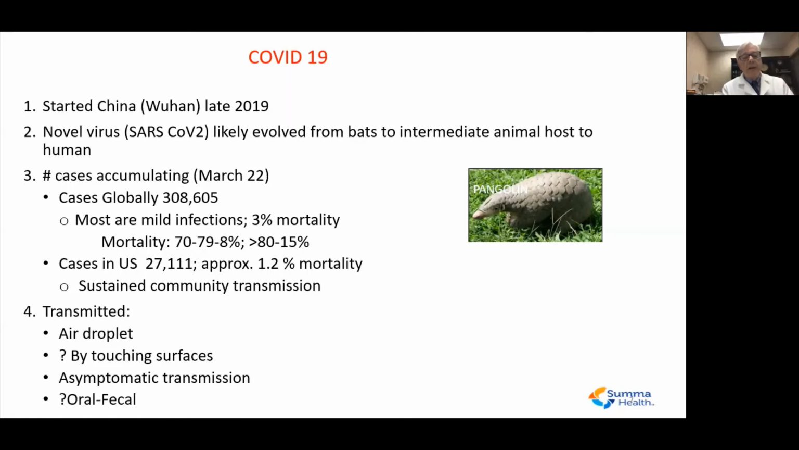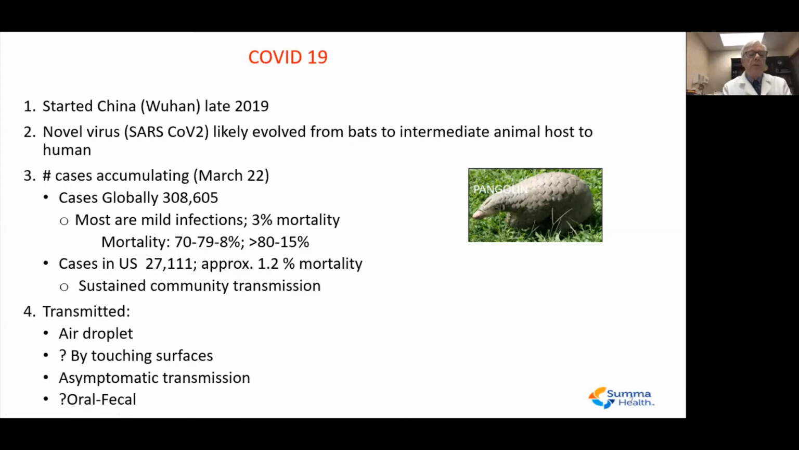Now, in the United States, again, 5 days ago, the cases were 27,000, as you're probably aware. Now it's well over 80,000. The mortality is somewhat less. It's about 1.2 to 1.4%. But what we're obviously aware of now is the fact that this has sustained transmission within the community. And I'll talk about how that has implications for the communicability of this subsequently.